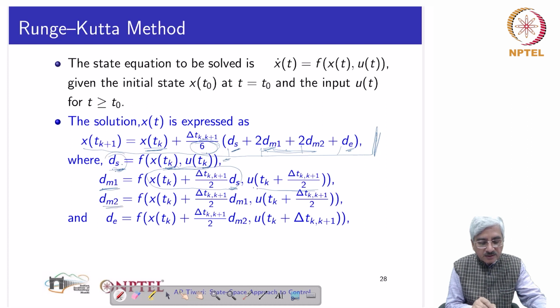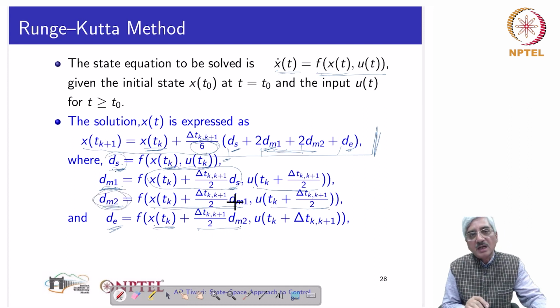Once again the value of the function is evaluated at the middle of the time step, utilizing the value of the state computed using this slope. This is the value of the function at the middle of the time step, and similarly the value of the input at the middle of the time step. And finally the value of the function, or the derivative essentially, is computed at the end of the time step by using the value of the state at the beginning of the time step plus the change in the state estimated using the value of the derivative at the middle of the time step.